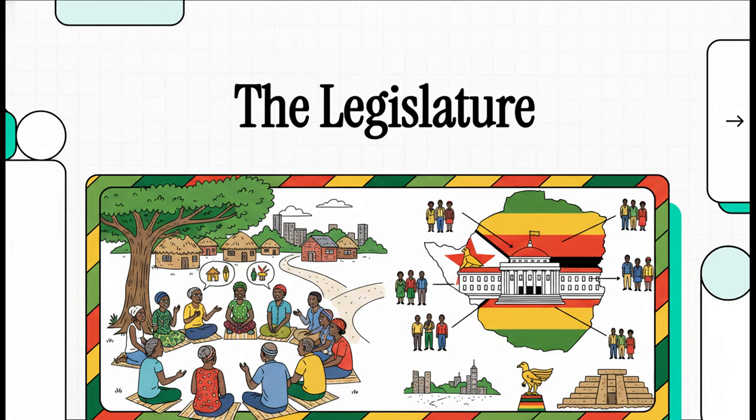Welcome to this explainer. Today, we're diving right into something that literally affects every single one of us, and that is Chapter 6 of the Constitution of Zimbabwe.